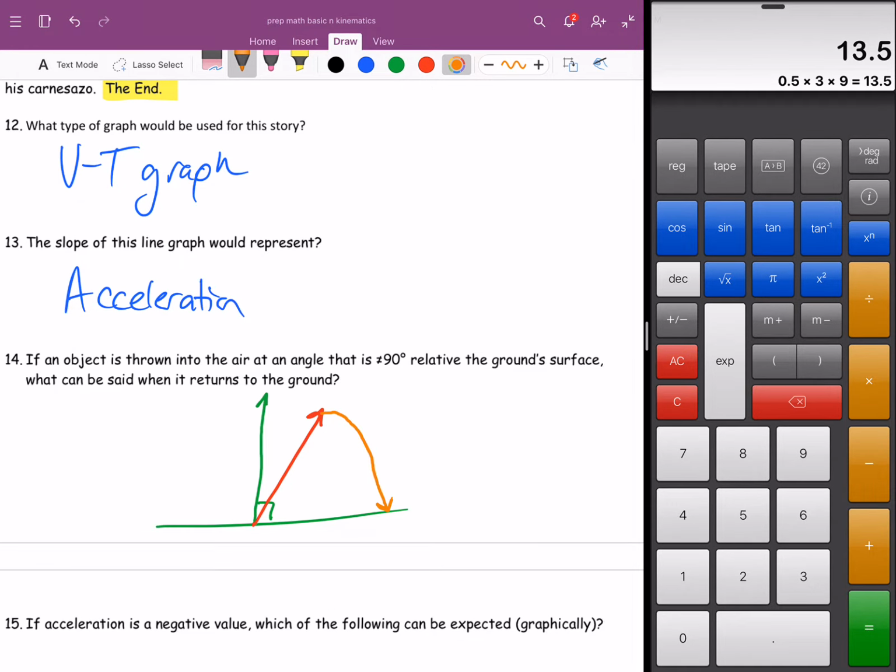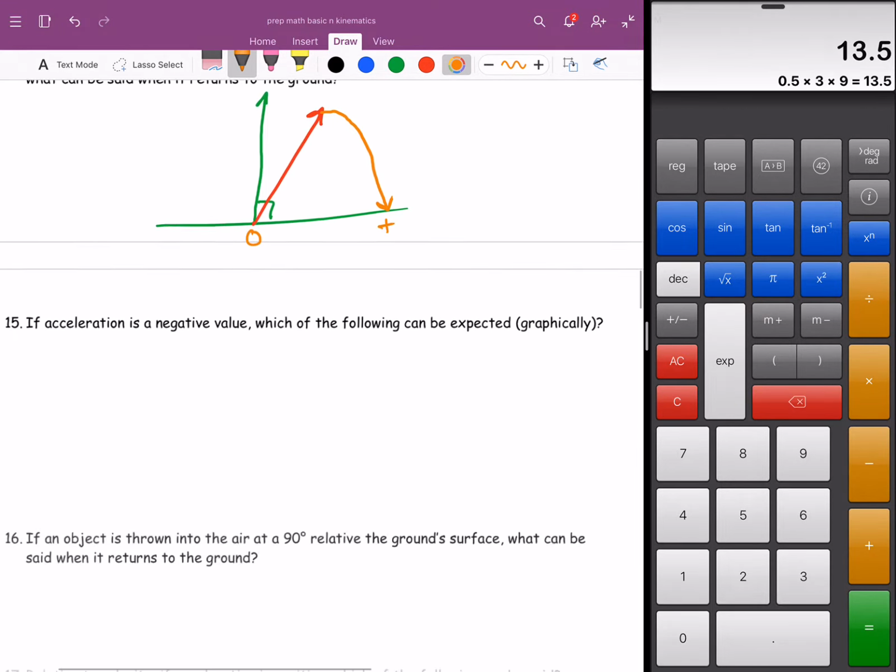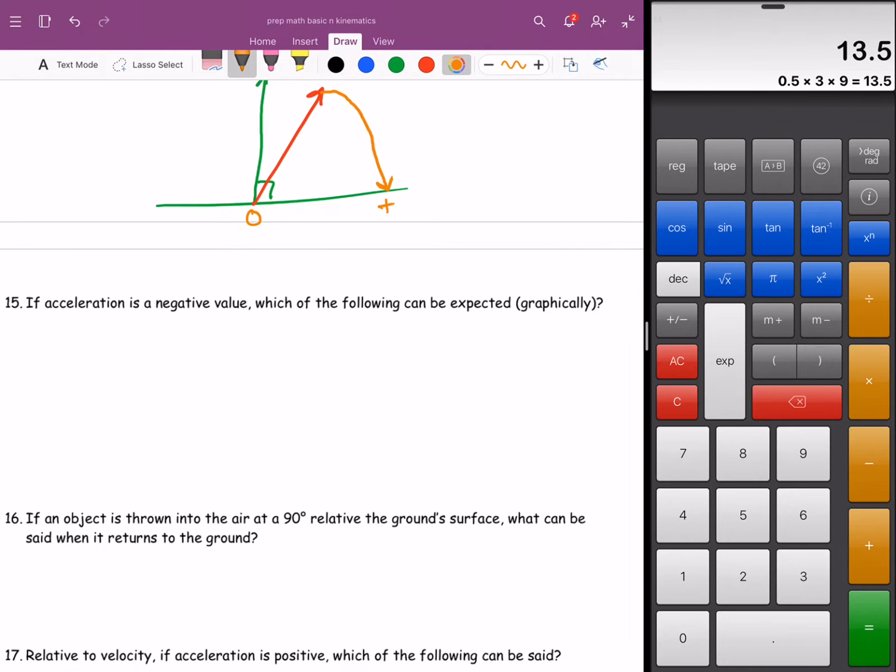Now we start in the center. We do not end in the center. If acceleration is negative, which the fall can be expected graphically. Keyword: 2 ways to interpret this. First one is a VT graph. If you recall, the slope is acceleration. So acceleration will be downwards.